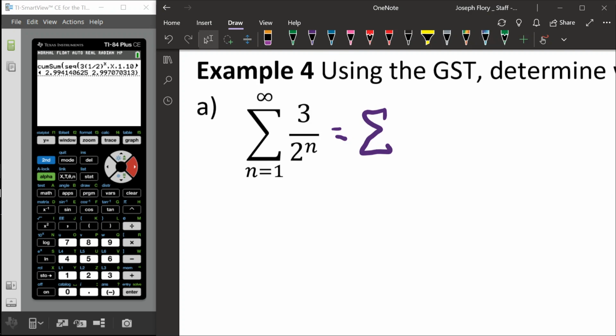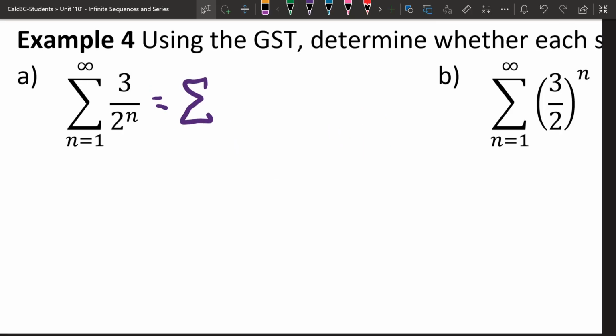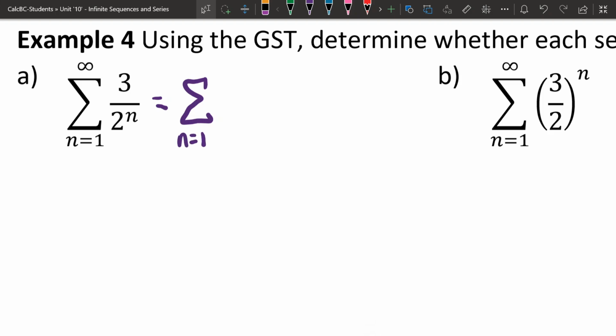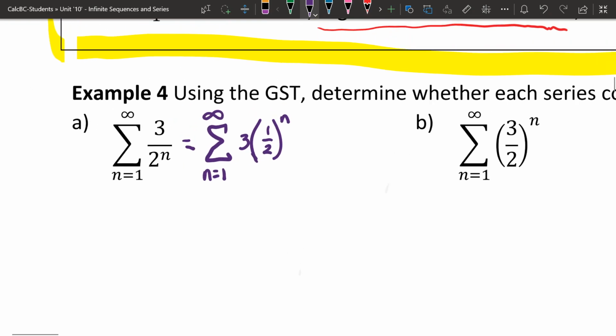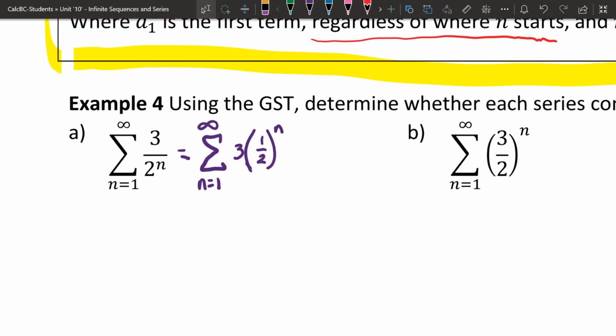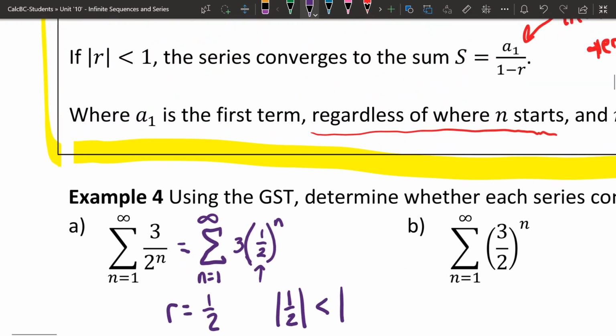I think we're actually done with our calculator for now, so I'm going to get rid of that. We rewrote this as 3 times 1/2 to the n. That kind of reveals it as a geometric exponential function or a geometric sequence. So that shows our r value there is 1/2. And that means that the absolute value of 1/2 is less than 1. That points us to a convergent series.